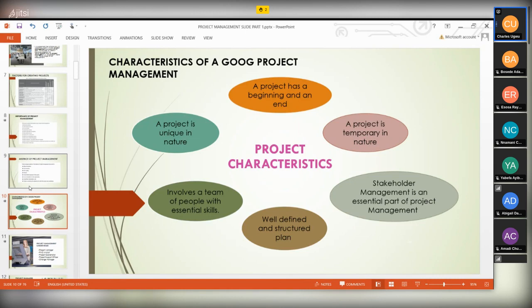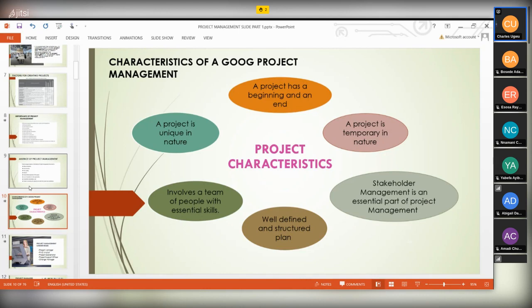In most IT projects, we have the developers, we have a tester, we have a business analyst, we have a project manager, we have a PMO analyst. So these are some of the relevant skills, the relevant team members that will make up a project team.